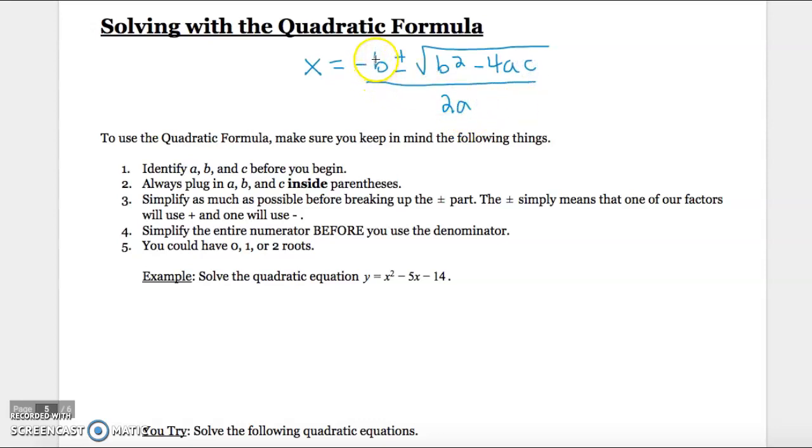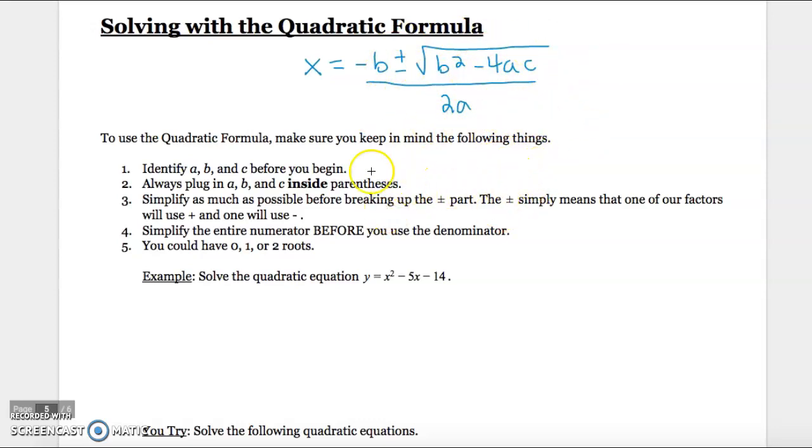So in typical fashion, the song goes with Pop Goes the Weasel. So you write, I hate this. Okay, x equals negative b plus or minus square root b squared minus 4ac all over 2a. So if that helps you remember it, go for it. If not, you can just memorize it like a normal human being.